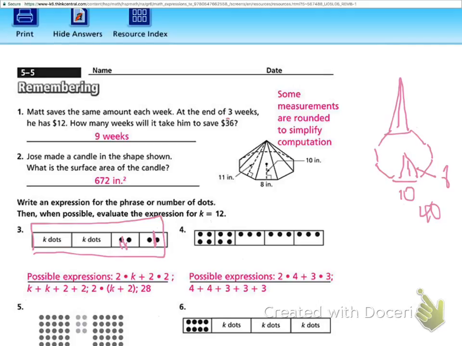Again, there's lots of expressions here, right? We've got 4 plus 4, and then 3 plus 3 plus 3. So you could do 4 plus 4 plus 3 plus 3 plus 3, or you could do 2 times 4 plus 2 times 3. There's any number of ways you could arrange that. The important thing is that you have some combination where you represent all the 4s and all the 3s, either by addition or multiplication.